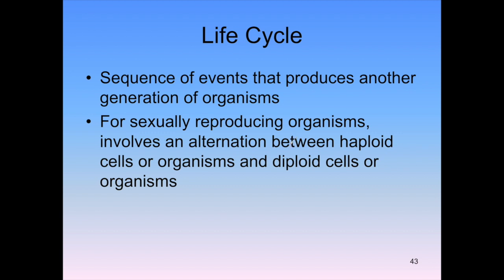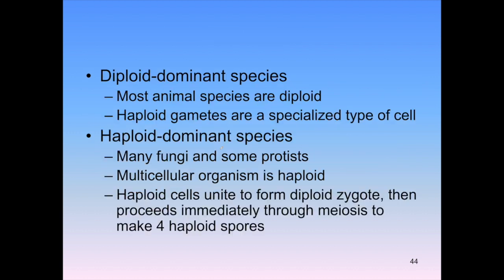Hello, welcome to part 3 of chapter 15, where we're going to talk real quick about life cycles. A life cycle is a sequence of events that produces the next generation. And if you're a sexually reproducing organism like humans are, this more often than not is going to involve the alternation between haploid and diploid organisms, or between a single set of chromosomes and the double, triple, quadruple, or whatever number set of chromosomes a eukaryotic organism has.